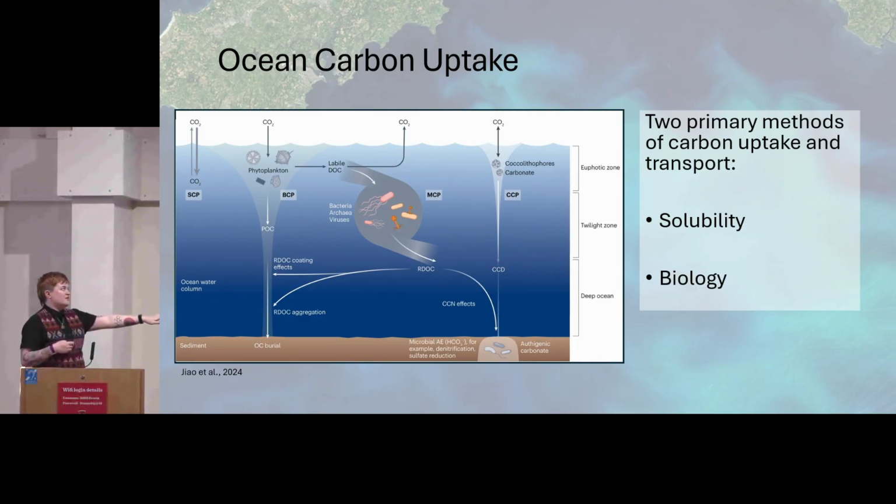There are many other processes that are going on as well, but I just wanted to highlight that there's this biological component that is helping take carbon from the surface ocean that has been dissolved from the atmosphere and removing it to the deep ocean where it can stay for thousands of years. And so this process is really important for helping regulate carbon on long-term timescales.